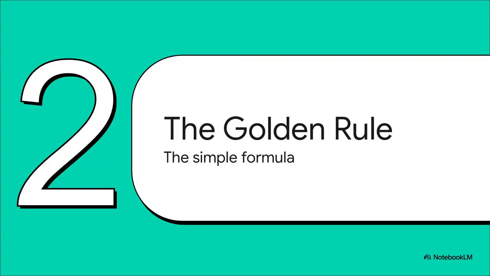So, we've got our scale. But how do we figure out exactly where an event belongs on that line? Well, that brings us to section 2, the golden rule. And it turns out it all comes down to one brilliantly simple formula.